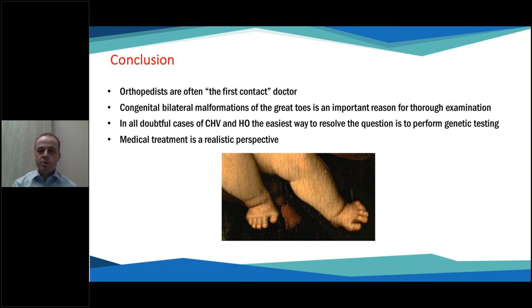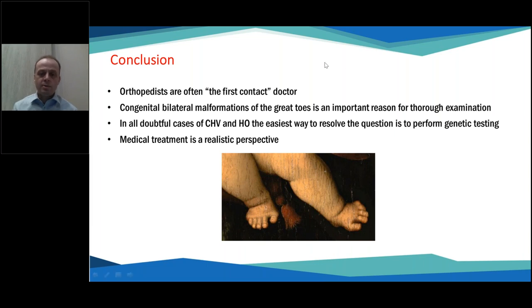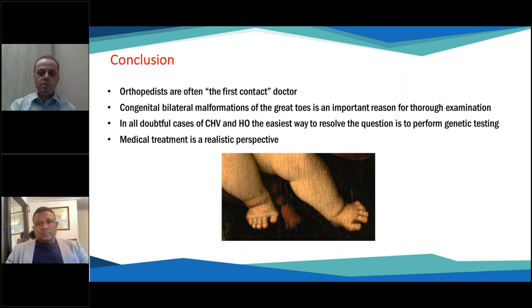Congenital bilateral malformations of the great toe are an important reason for thorough examination in all doubtful cases of congenital hallux valgus or heterotopic ossification. The easiest way to resolve the question is to perform genetic testing, which is easy in FOP because of the classical, major mutation in this condition. And medical treatment is a very realistic perspective, and I delegate the role to speak about that to Professor Peter Kahn.